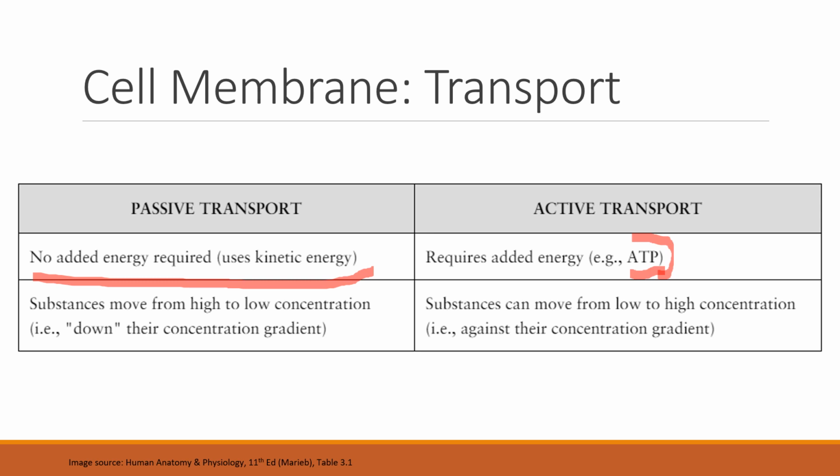And then in passive transport, substances move down their concentration gradient. It goes, in other words, from an area of high concentration to low concentration. On the other hand, in active transport, substances will move from a low concentration to a high concentration. In other words, it goes against their concentration gradient. That's important because that's why you would need this energy in order to help that process go through.